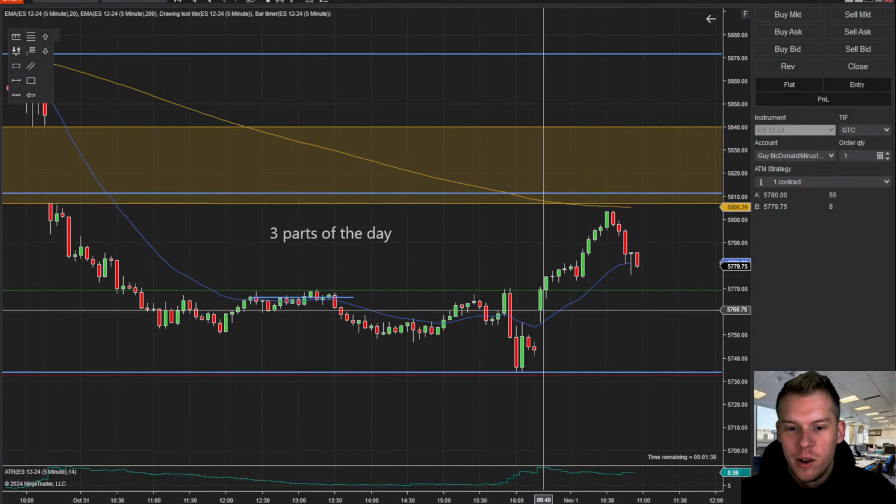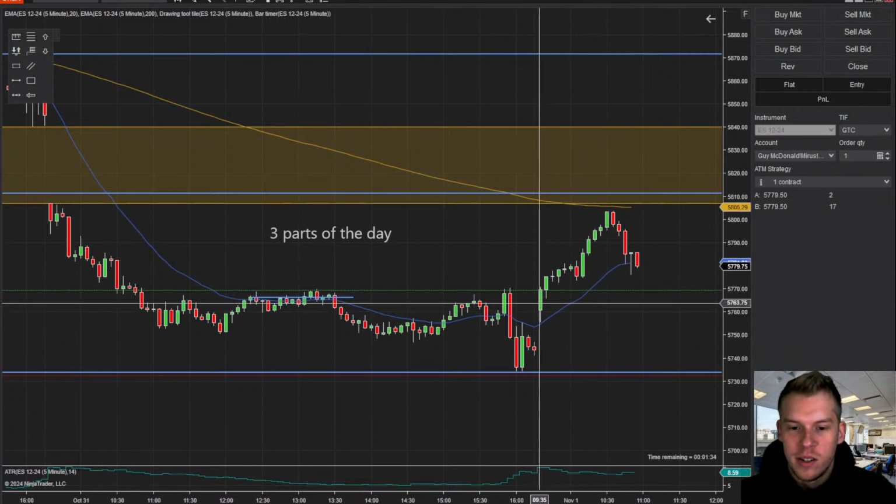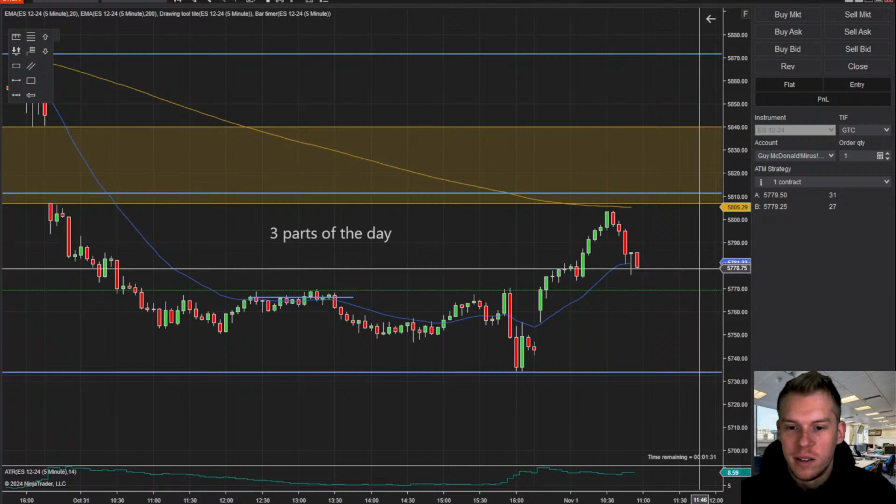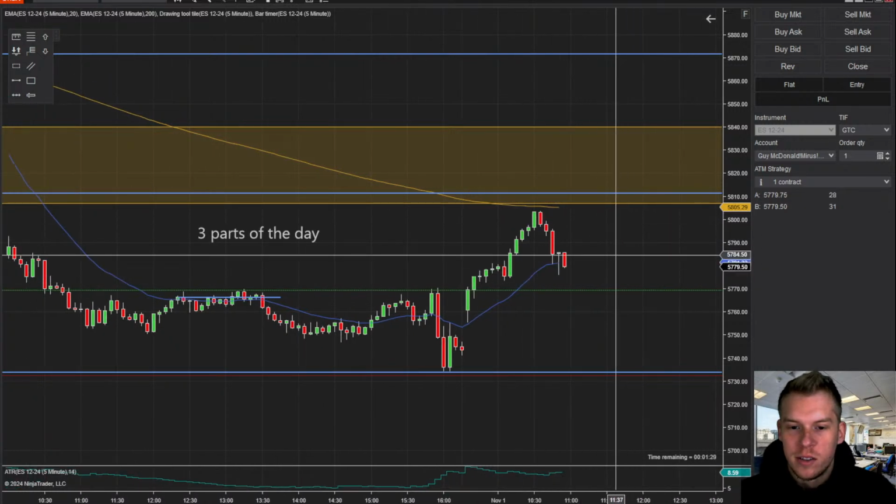Maybe today you could argue this here is the open. It's a trend up on the open. Then the middle of the day might be a trading range.